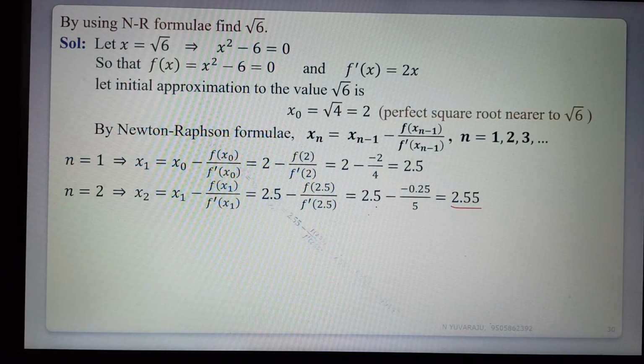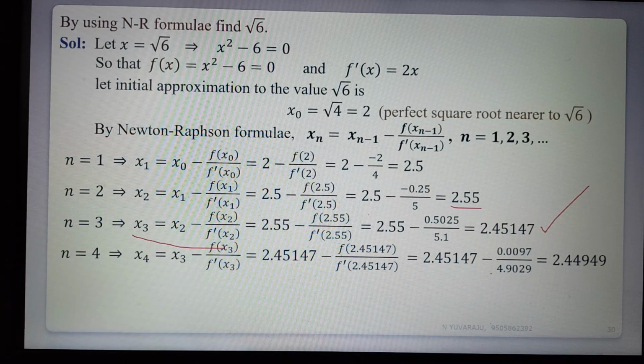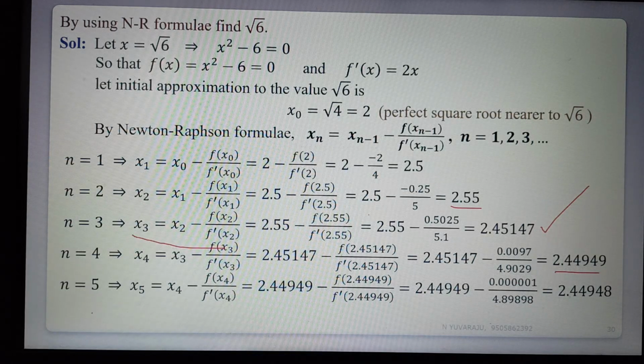Next, the third approximation, similarly: x3 is equal to x2 minus f of x2 by f dash of x2. After simplification we get 2.45147. Next, the fourth approximation: x4 is equal to x3 minus f of x3 by f dash of x3. After simplification we get 2.44949. Next, the fifth approximation: x5 is equal to x4 minus f of x4 by f dash of x4. After simplification we get 2.44948. Observe that the fourth and fifth approximations are nearly the same up to 4 decimal places.